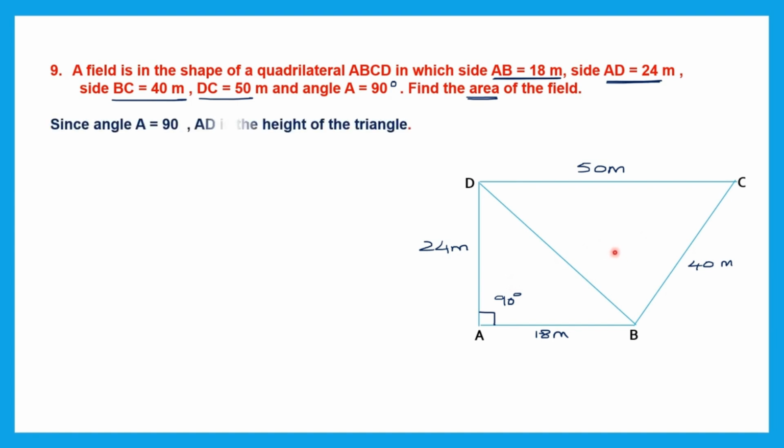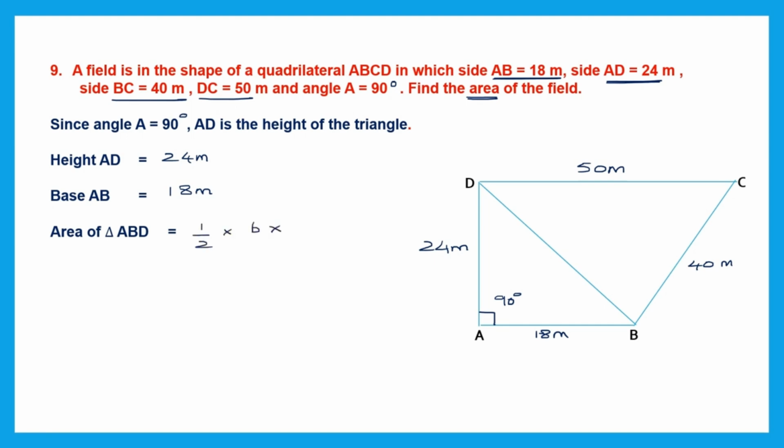So now let's see what's given to us. Since angle A is 90 degrees, AD will be the height of this triangle. So that means we have the height given to us. Height AD is 24 meters. Then we're also given the base. Base is 18 meters. So now we have the height, we have the base. We can find the area of triangle ABD by using the formula half into base into height.